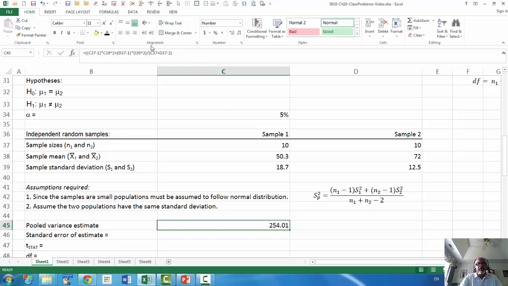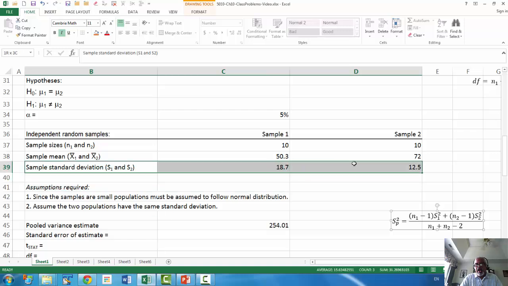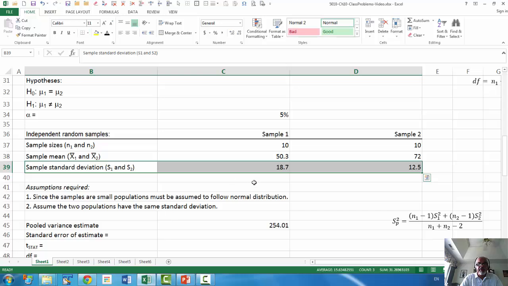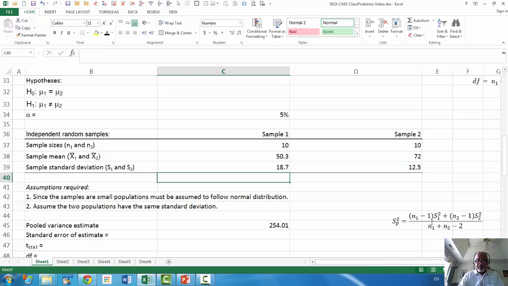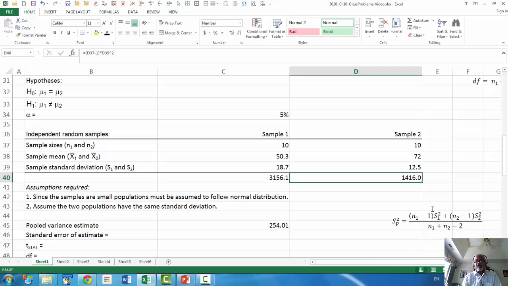When we have long formulas like this, it is probably a good idea to split it up into smaller segments, so the chances of error are minimized. So what I would do is, okay, let's separate this. So we'll compute that part like n sub 1 minus 1 times that square. So that's that part for sample 1. So now we can copy this over. Now when you add those two, then we get the numerator. So add the two.